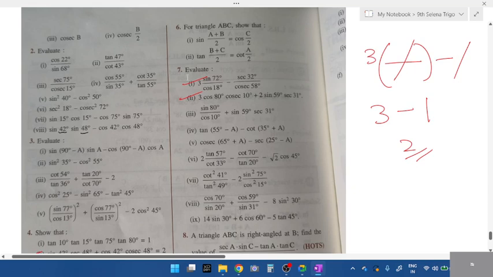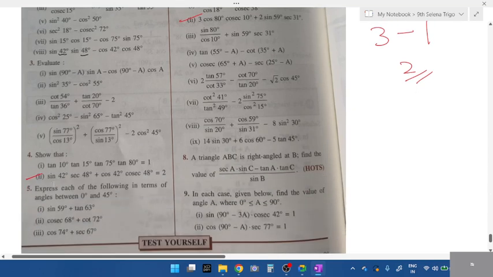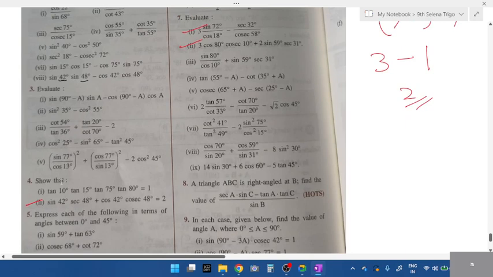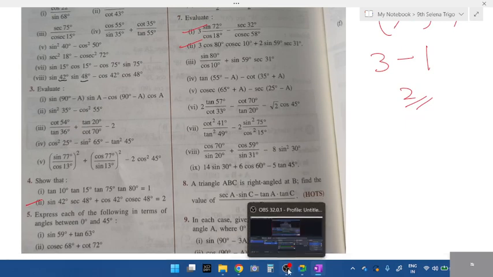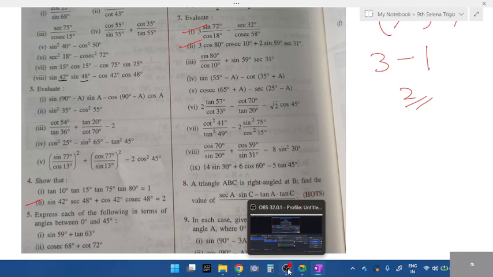So 3 questions for homework. Seventh main 2 and fourth main second one. On this, complete it and attend at 4 o'clock tomorrow. Okay.